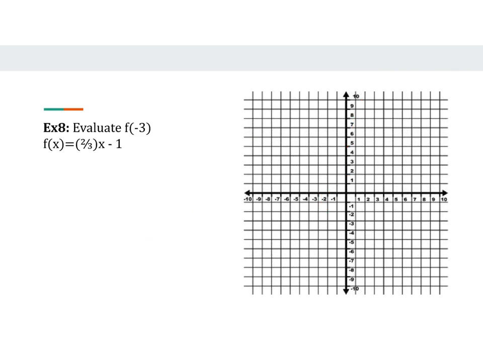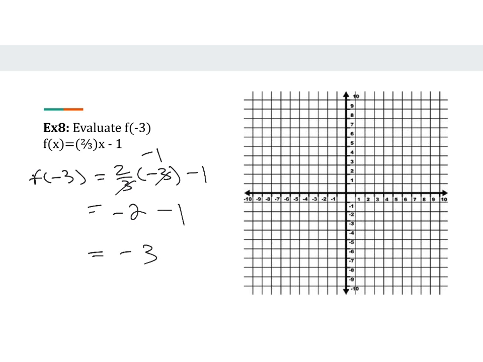For our last example, we're going to go ahead and evaluate f of -3 algebraically, and then we're going to do it graphically as well. Algebraically, we're going to go ahead and plug in a -3 for our x. So we have f of -3 is equal to 2/3 times -3 minus 1. When I simplify 2/3 times -3, the 3's will cancel and you just get a -2. So I now have -2 minus 1, which is equal to -3, which means that I have the point (-3, -3). If I plug in -3, my input, then my output is also going to be -3.